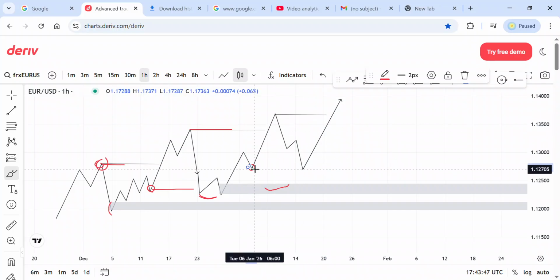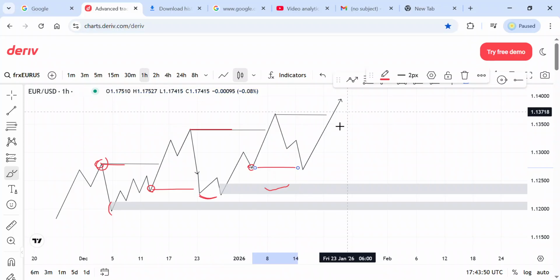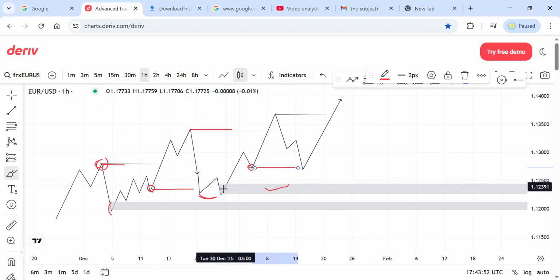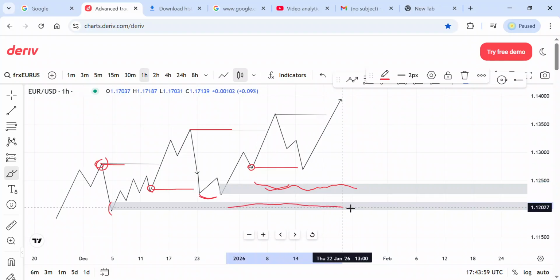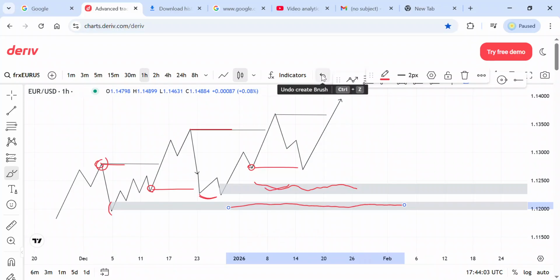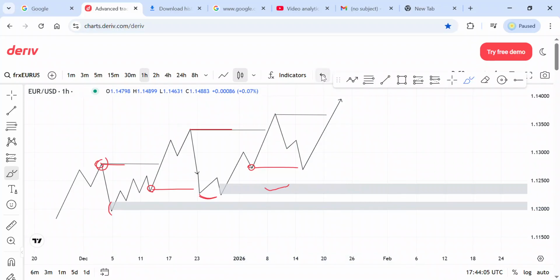So market came back, took out this liquidity too, then market flew to the upside. So market doesn't really need to come back to your order block before flying. Smart money doesn't really have time to do that. It doesn't really have time to wait. So that is just the fact.